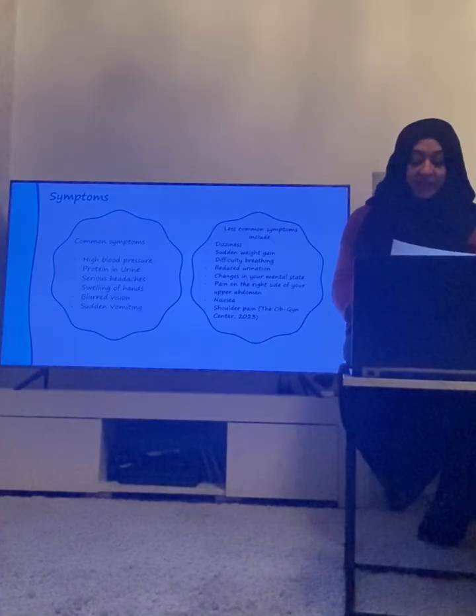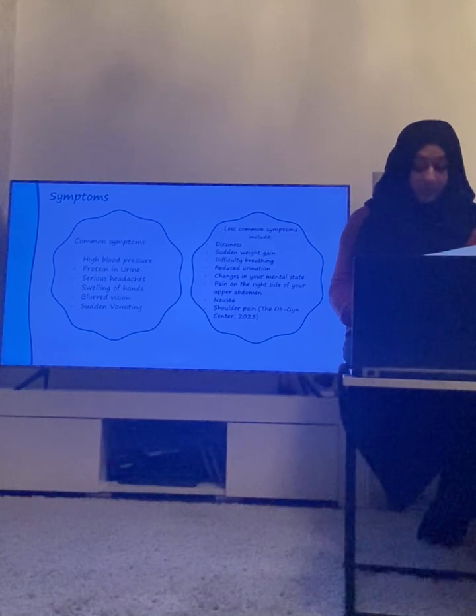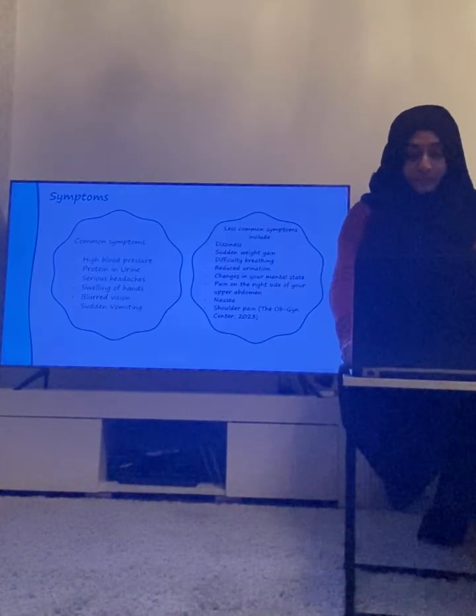If a person feels any of these symptoms, they should get in contact with their healthcare team. It is important to note that not everyone will experience symptoms. Regular blood pressure checks are offered at antenatal appointments, so it is important to keep up with these too.